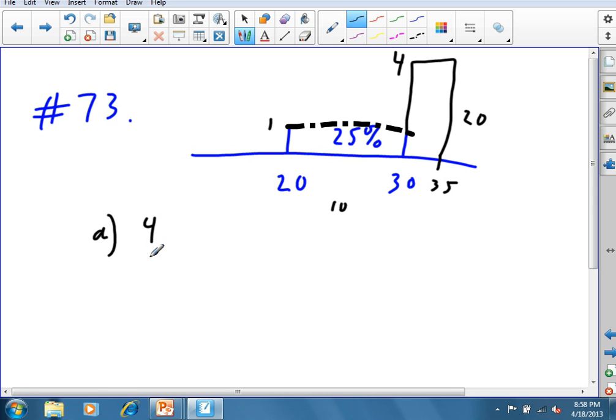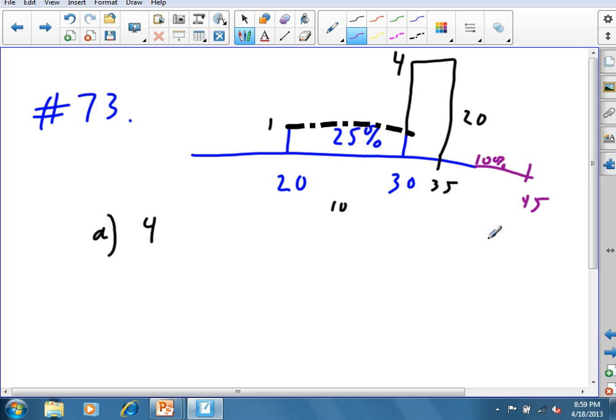How high should the column over the interval 35 to 45 be if 10% of the population? Okay, so we have another interval, and it's 35 to 45, and we want 10% of the population in that interval.